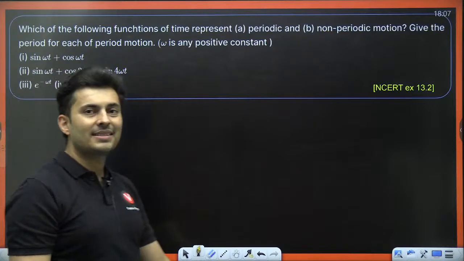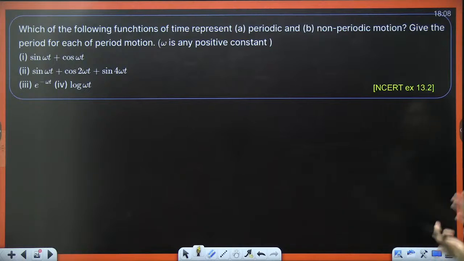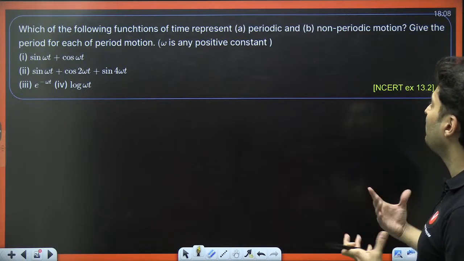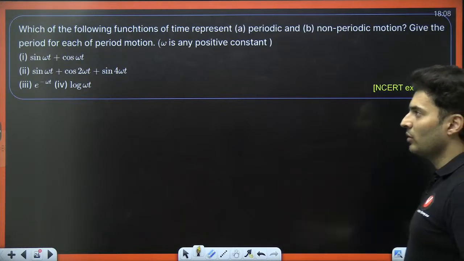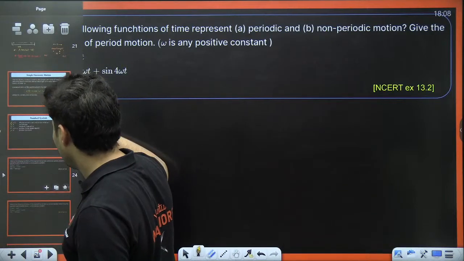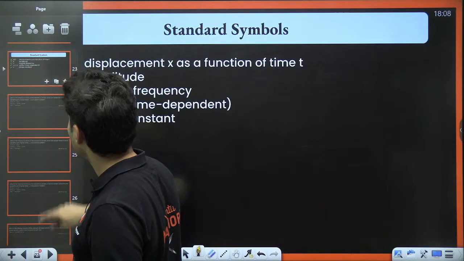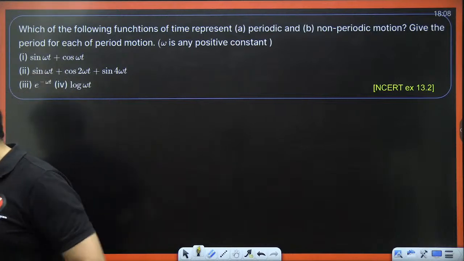Let's see the exercise, in-text question 2. Which of the following functions of time represent periodic, non-periodic motion? Give the period for each motion. Omega is some positive constant. All right, so let's have a look. Let's see if we can create a duplicate slide. Already, I think a duplicate slide is created for each one of them. Okay, great.